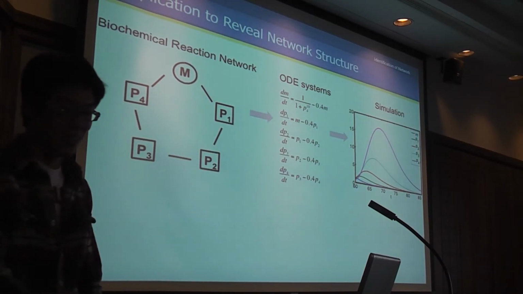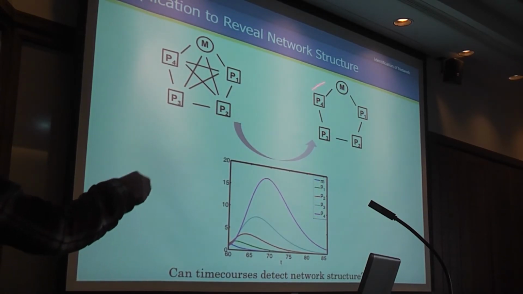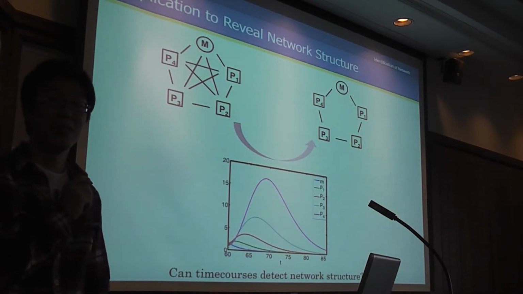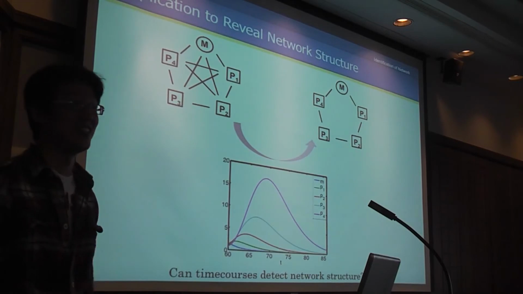But my question is, let's assume that we have no idea about the original structure. That means any pair can have some potential interaction. The only information we have is their time course data output. By using this time course data, can we recover this original structure? That is our question, right? From the output, can we say something about their interaction?